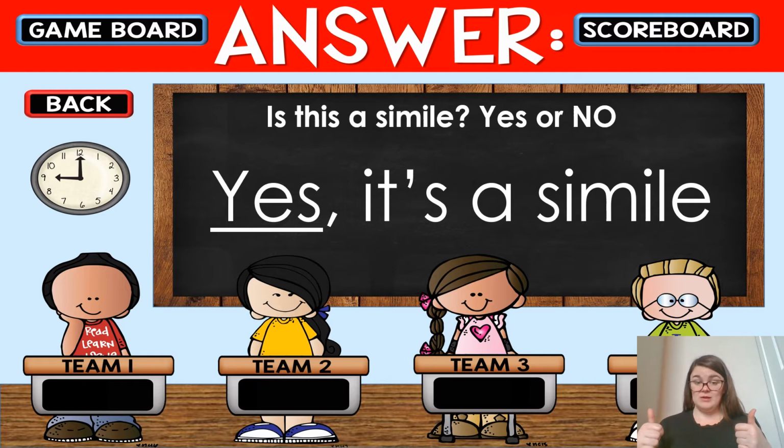The answer should have been yes, this is a simile. They compared the two boys by saying they're as different as night and day. The as is used to compare the two boys to night and day. That tells you that the boys are not very alike. They don't have a lot in common.